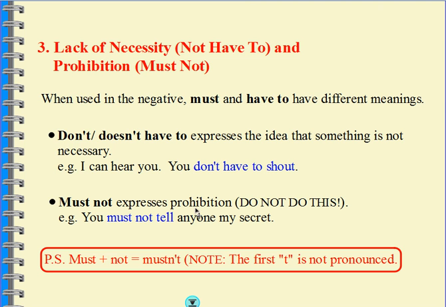Must not expresses prohibition, do not do this. You must not tell anyone my secret. You use must not when you want to forbid something. Pay attention, must plus not equals mustn't. Note the first T is not pronounced, mustn't.